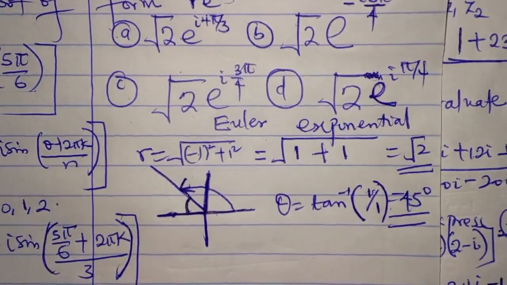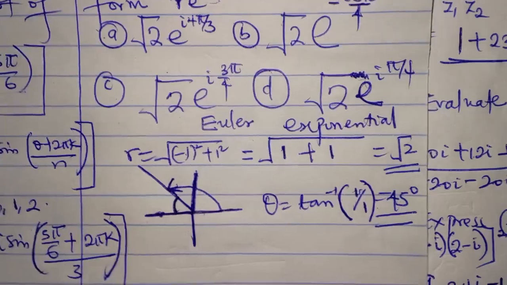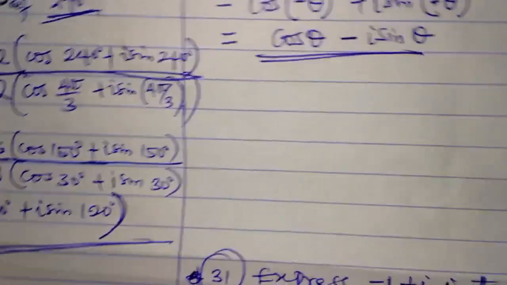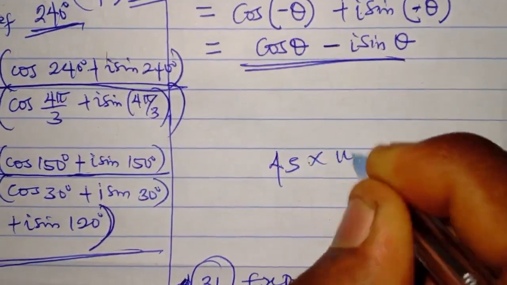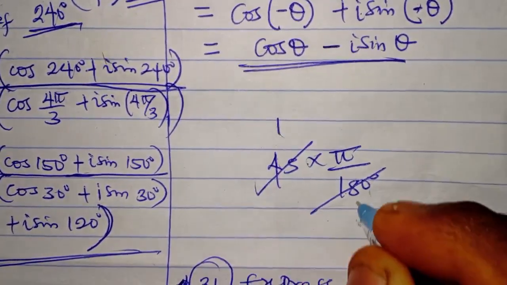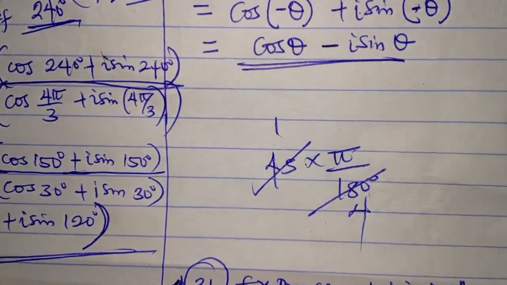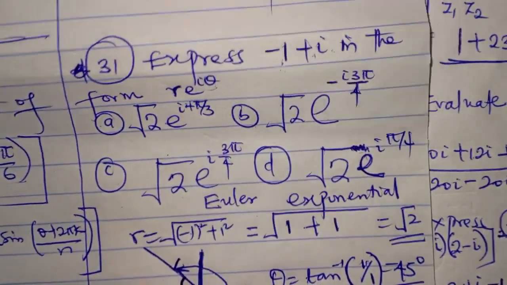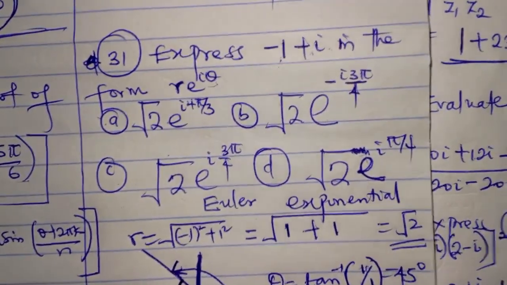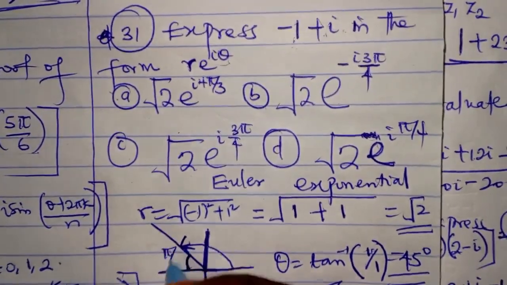Take note of this. In exponential form, we always leave the angle in radians, not in degrees. So I'll convert that 45 degrees into radians by saying 45 times pi over 180 degrees. 45 here is 1. Here is 4, right? Yes. So 45 degrees is actually pi over 4 in radians. So here is pi over 4.